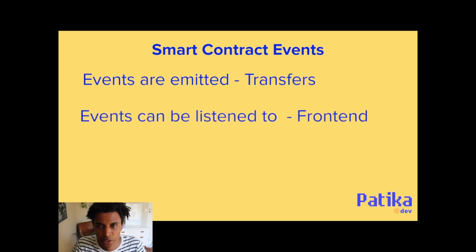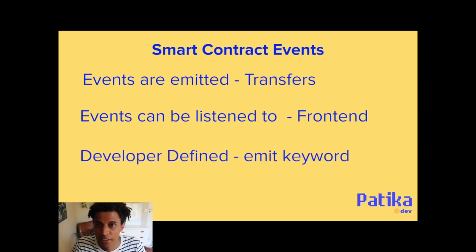They can also be listened to, which is really where the value is. So if you had a front end that wanted to, let's say, communicate to the user every time a transfer event happened on a certain contract, you would listen to the transfer event of that contract that's being emitted, and then you could display that information onto the front end. And it's also developer defined. So using the keyword emit next to a function makes sure that that event will be emitted once executed.